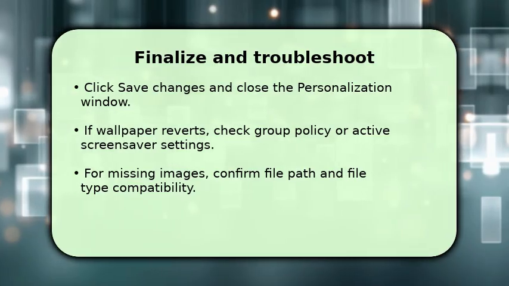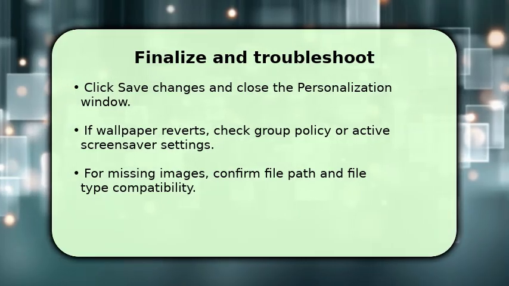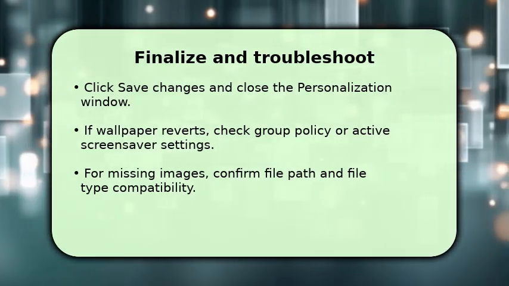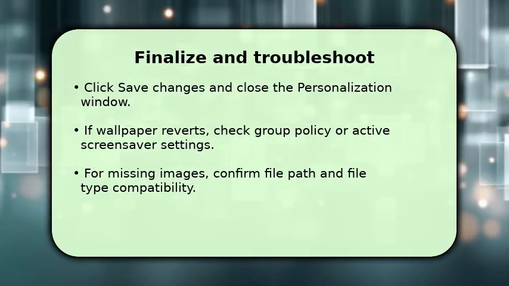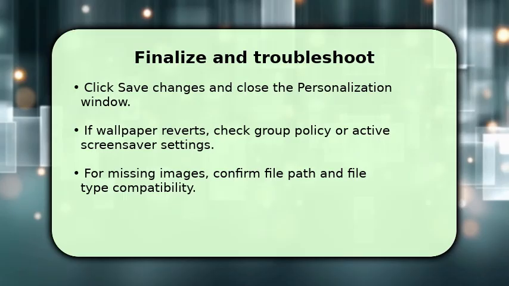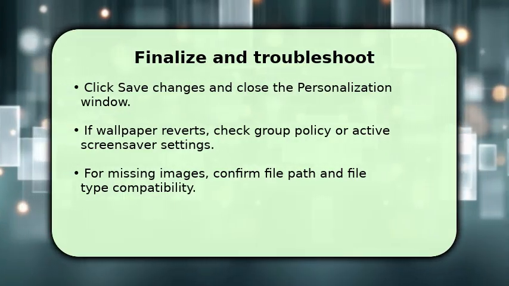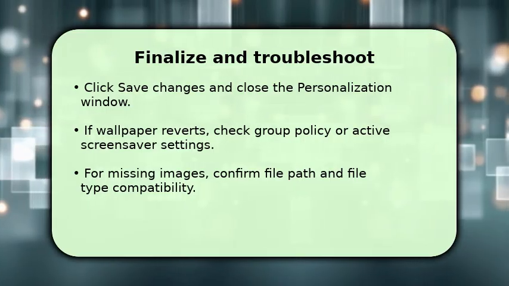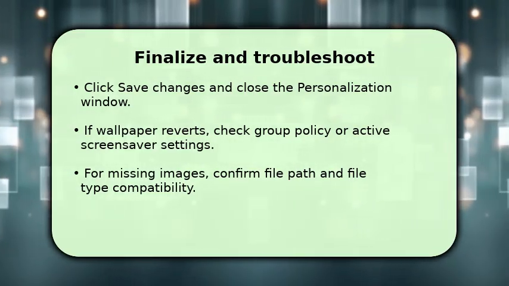If the background reverts later, make sure no domain group policy or third-party app is enforcing desktop settings, and verify power and screensaver options aren't causing resets. If the image fails to appear, confirm the file path hasn't changed, the file isn't corrupted, and the format is supported. If problems persist, try copying the image to pictures and repeat the steps to isolate the issue.